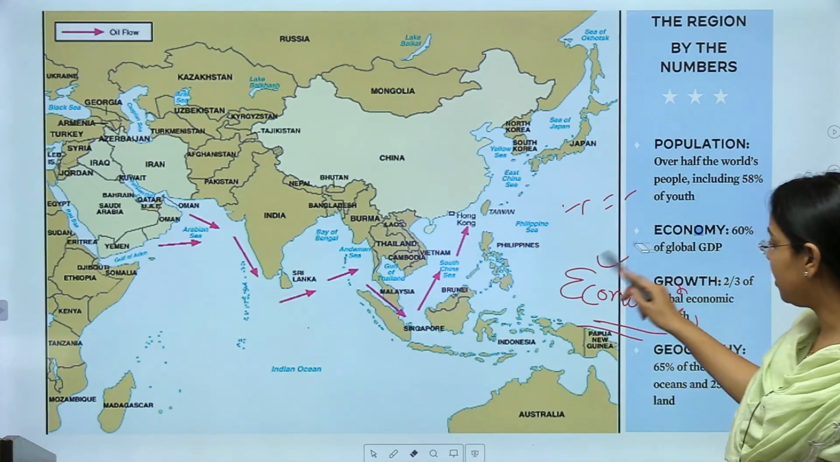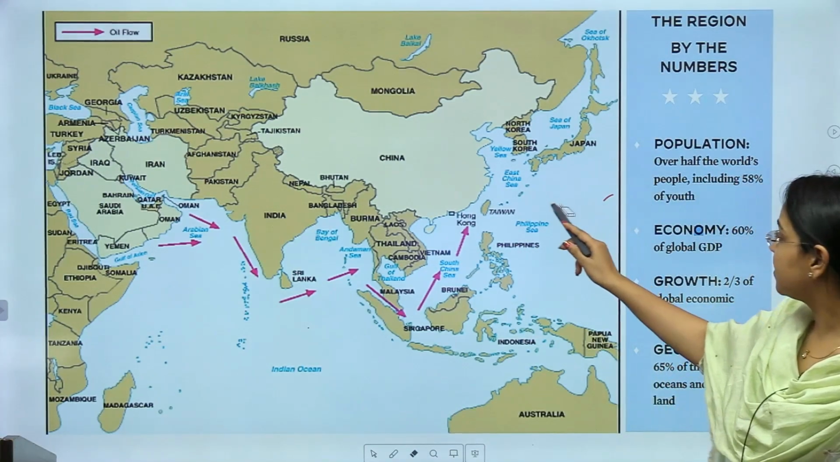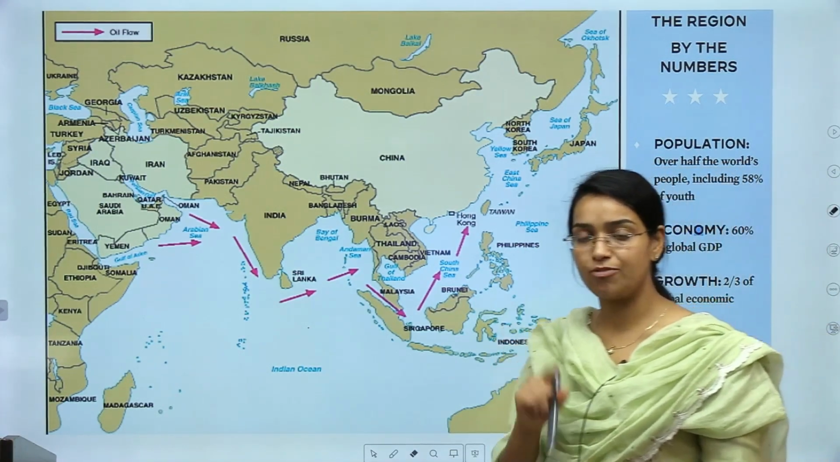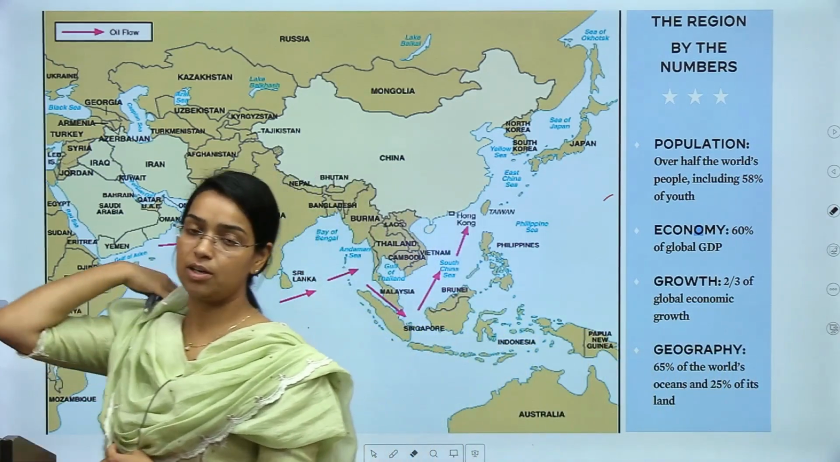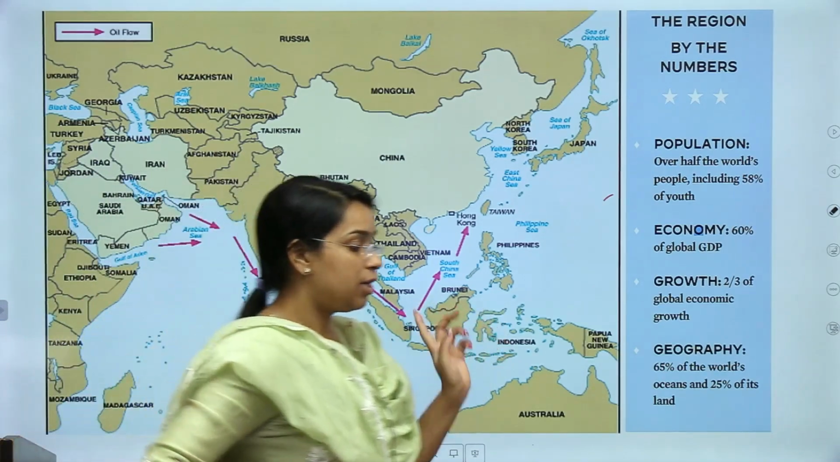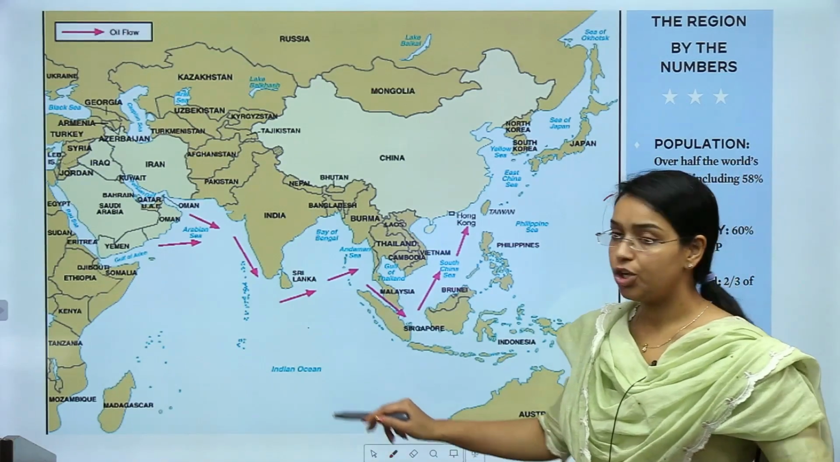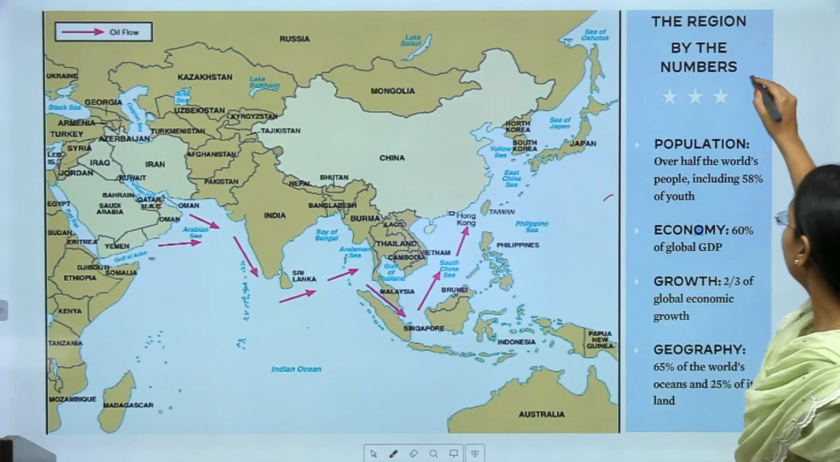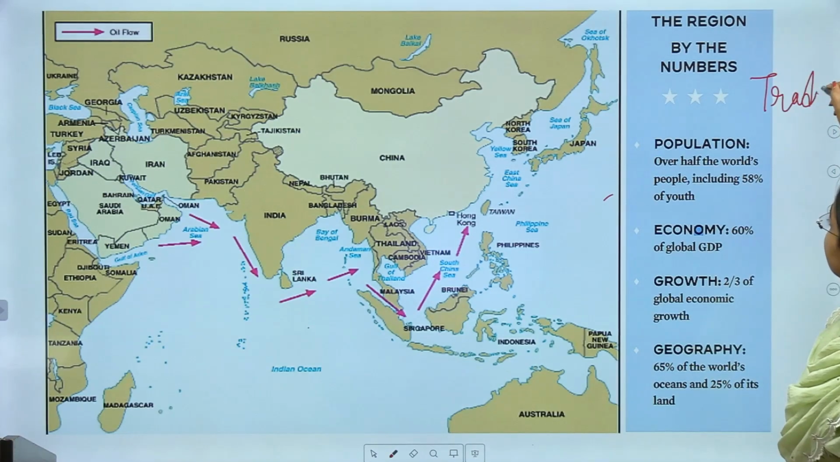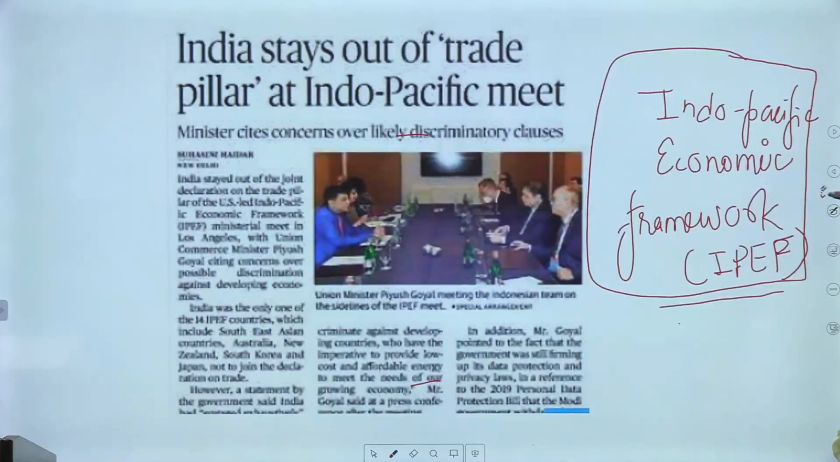Why has IPEF been launched? See, Indo-Pacific, as I have also discussed in previous videos of mine, if you have been following this series regularly, I discussed Indo-Pacific in detail, very important for you. So Indo-Pacific is very important because the majority of the world's trade passes through this region, the majority of the world's oil passes through this region, the majority of the world's population resides in this region, right?